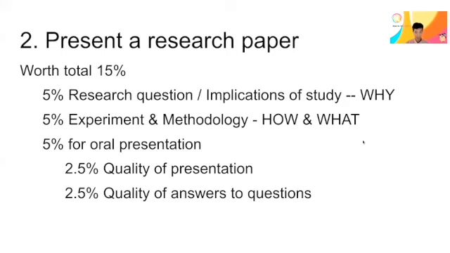5% is basically to explain why that particular study was done, and explain questions and implications or significance and so on. And the how and what constitutes another 5%. It's the detail of the experiment and what the findings were. And then another 5% is basically your presentation skills, like nice presentation in terms of figures and slides, and also the font size and things like that. That's important, and also the quality of answers to questions. That would be also perfect. That counts 2.5%. And if you're not there, then you lose it.